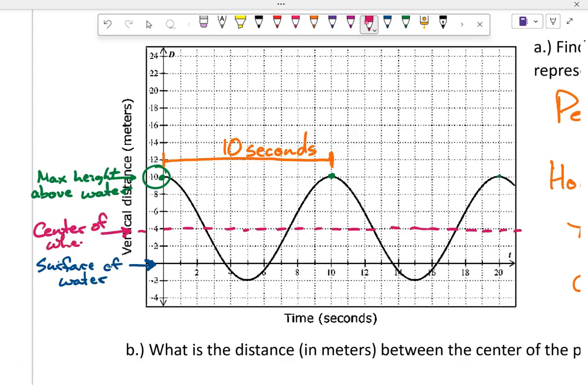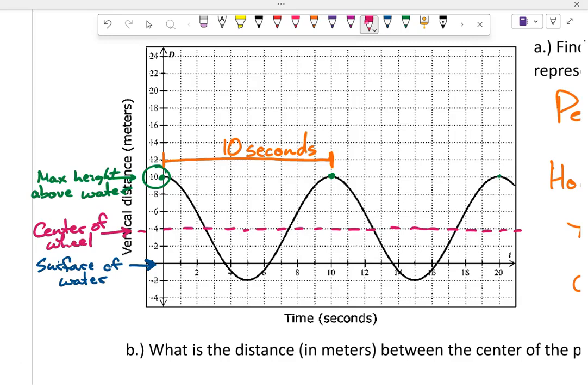Now that is something that's usually always going to be the case. The midline of your graph should be the center of whatever circular function or motion you're dealing with. So like on a tire, you can visualize the center of the tire. That's where the axle is. We have a tire, right?